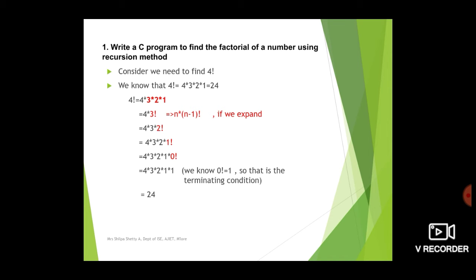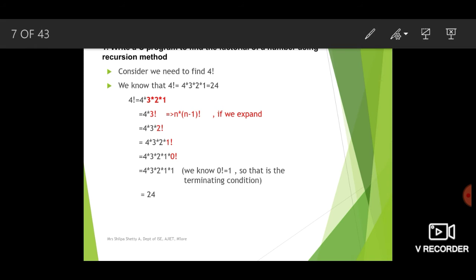Let us see how the process works here. We have 4 factorial. We are calculating 4 factorial, and we know that 4 factorial is nothing but 4 into 3 into 2 into 1. Now let us consider the last 3 digits, that is 3 into 2 into 1. 3 into 2 into 1 is nothing but 3 factorial. So 4 factorial can now be written as 4 into 3 factorial.